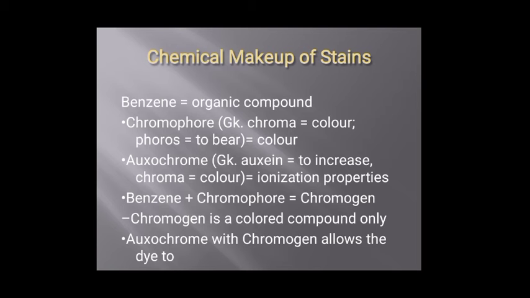The benzene plus chromophore group is called the chromogen. The chromogen is a colored compound only, it does not have the property of electrolytic dissociation due to the absence of the oxochrome group. The oxochrome group, together with the chromogen, allows the dye to dissociate.